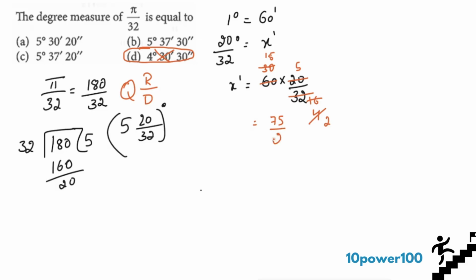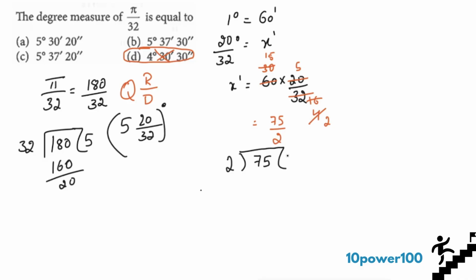75 divided by 2, we get it. Yes, 75 divided by 2. Now let's divide 75 by 2, like how we divided 180 by 32. If we divide this, we get 75 whole divided by 2.